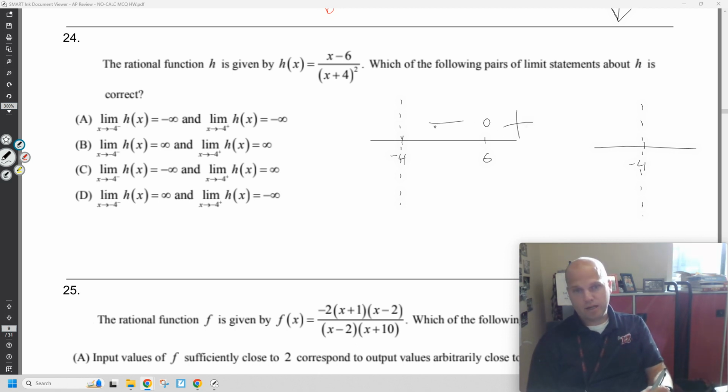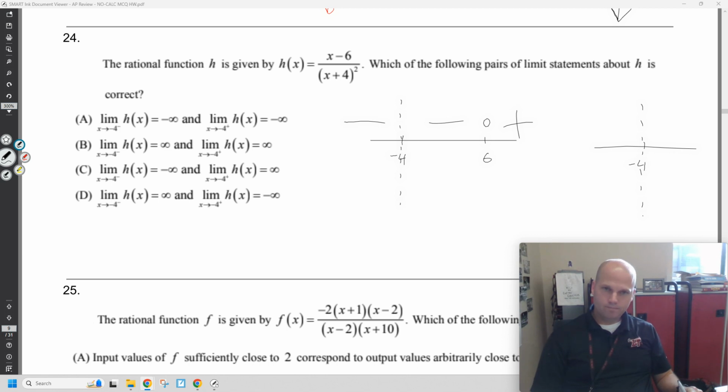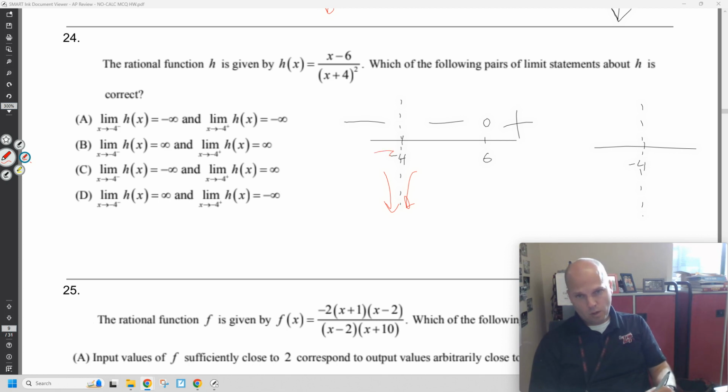We won't change signs because this multiplicity is 2. The degree of that is 2. Squaring numbers in the bottom will always make them positive, which means the sign won't change to the left and right of -4. So right now I can get my answer. Knowing that that's a vertical asymptote, approaching -4 from the left and approaching -4 from the right, we're both trending towards negative infinity.